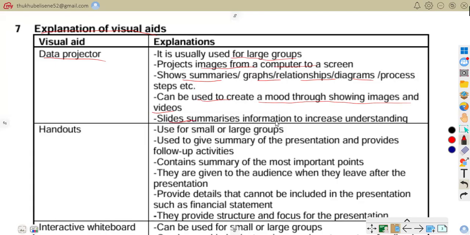Slides summarize information to increase understanding. So slides highlight the main points instead of all the details. So that is that.